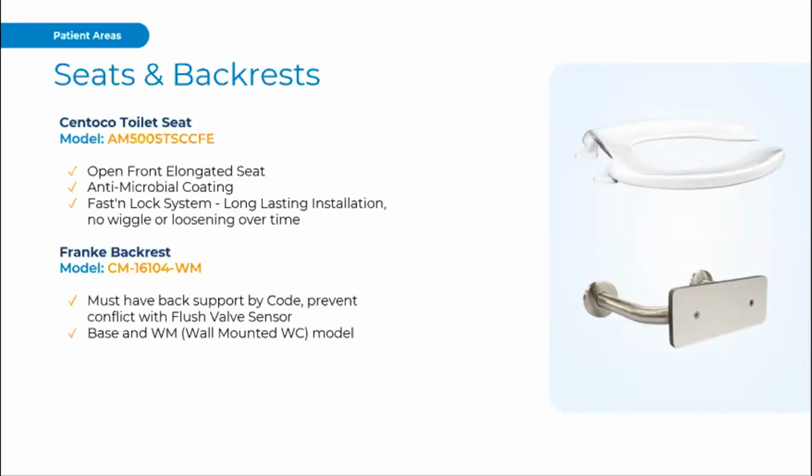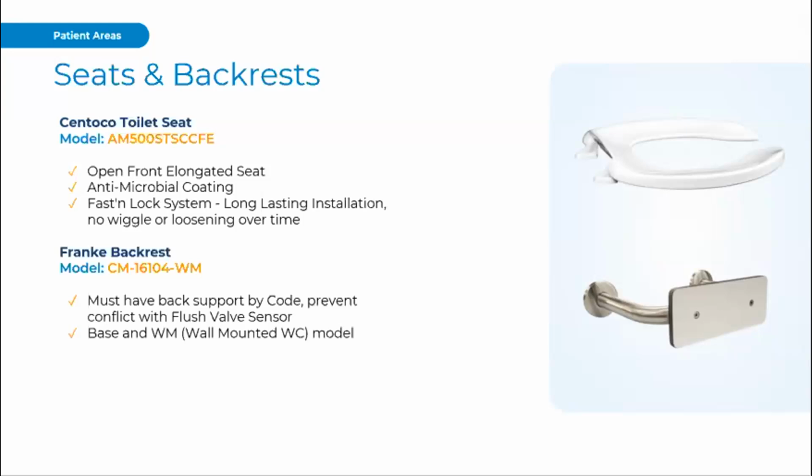The other option that this product has is the antimicrobial coating. The antimicrobial coating, similar to that on the toilet, is going to reduce stains and prevent any sort of buildup of debris. Now, for the barrier-free, we are recommending a backrest here, because if we're pairing this with a sensor-activated flush valve, we have to be conscious of the location of that sensor.